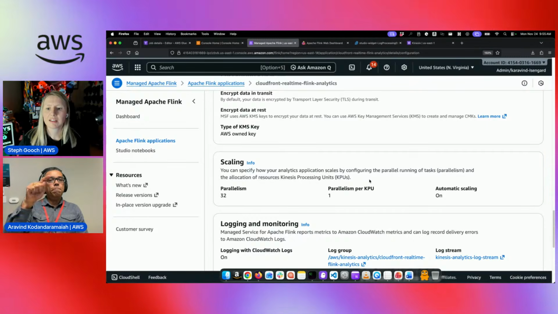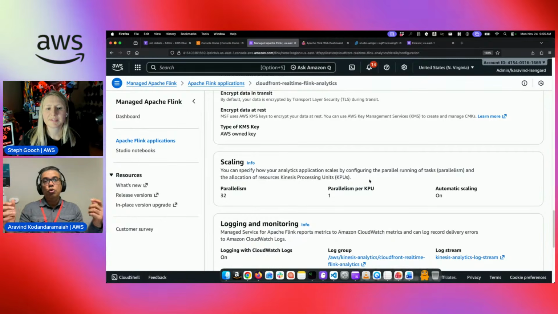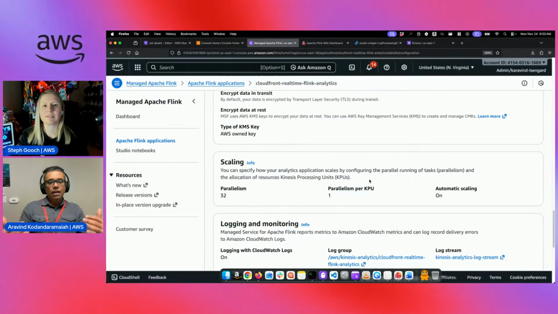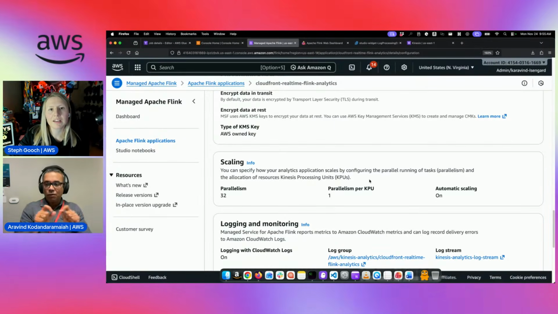And then parallelism per KPU can also be configured. For example, in a single KPU, you could say, I need 2 more parallelism within that. So you're further increasing resource utilization on each one of them. Again, it's a balance. All of this is a spectrum, with performance on one side and cost on the other.